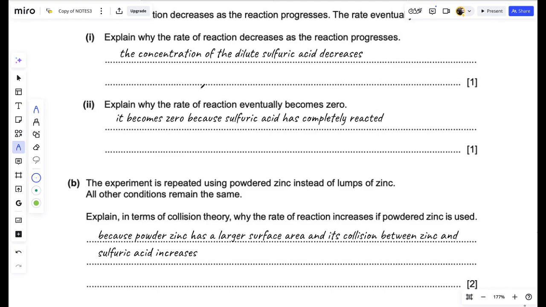Then another one is explain why the rate of reaction eventually becomes zero. Of course, because the acid has completely been used up, right? It becomes zero because the sulfuric acid has completely reacted. There's no extra acid remaining to react with the lumps of zinc. The acid has completely been used up. There's no acid left for the reaction to go on. That's why the rate of reaction has become zero, or it has stopped.